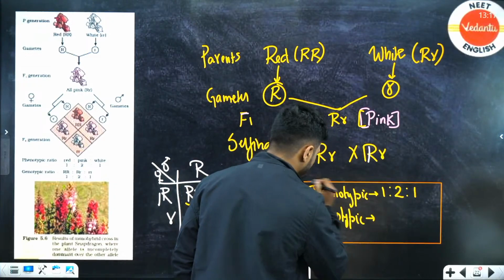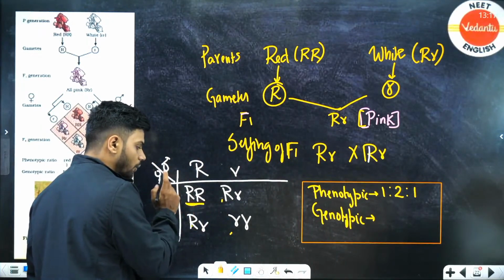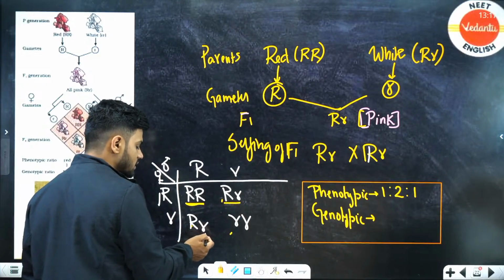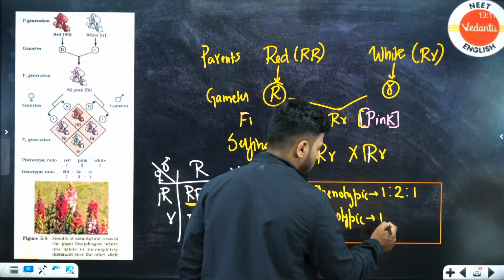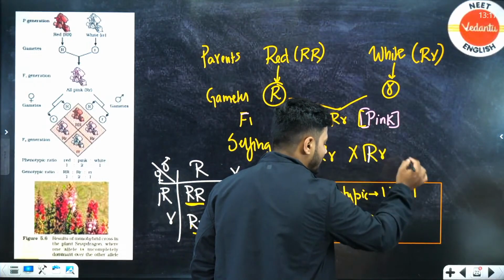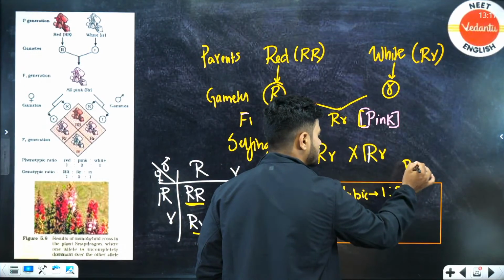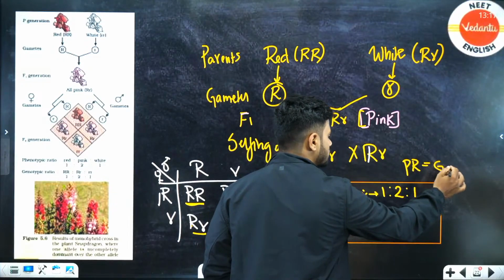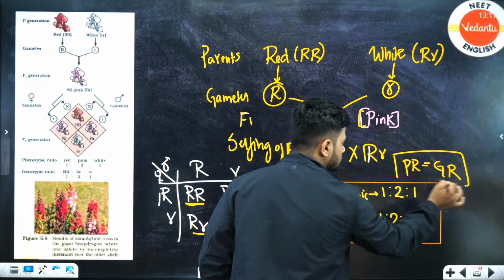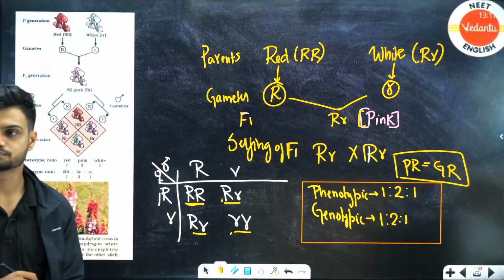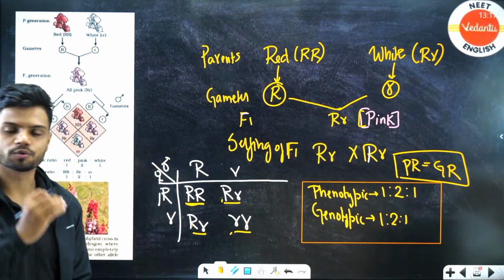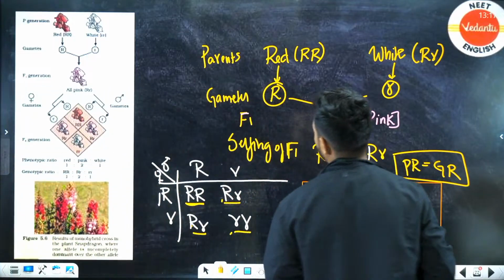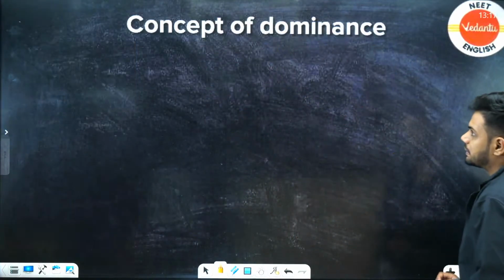Genotypic ratio: homozygous dominant 1, heterozygous dominant 2, homozygous recessive 1. So 1:2:1, and this is the case in which your phenotypic ratio is equal to genotypic ratio right here. Phenotypic ratio is equal to genotypic ratio here, students. That is going to be your monohybrid cross. That is going to be your incomplete dominance.